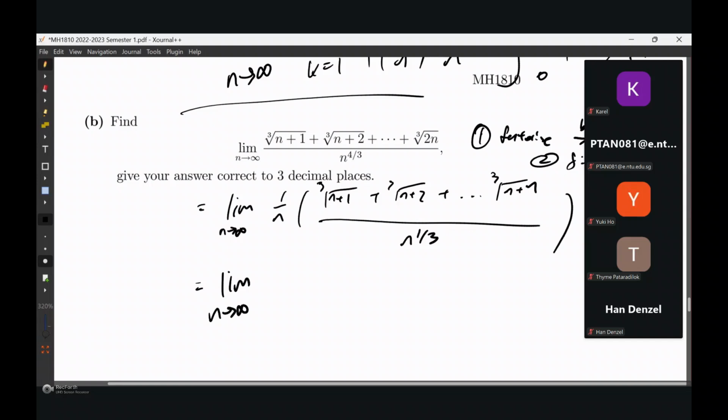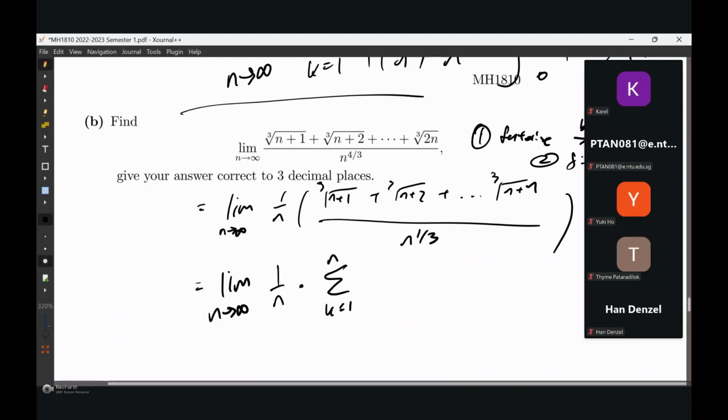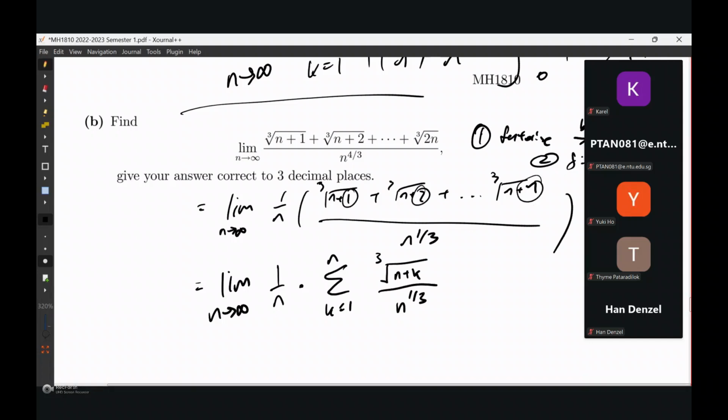So first, you can either combine this into a sum first. So let me just rewrite this as a sum. So this is the sum of k equals 1 to n of the cube root of n plus k over n to the power 1 over 3. Okay, so you just check what is the term that is changing. 1, 2, up to n. So this one is okay. Just replace it by k.